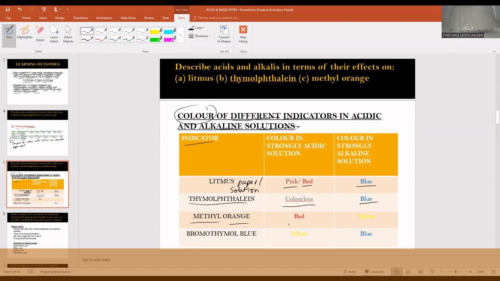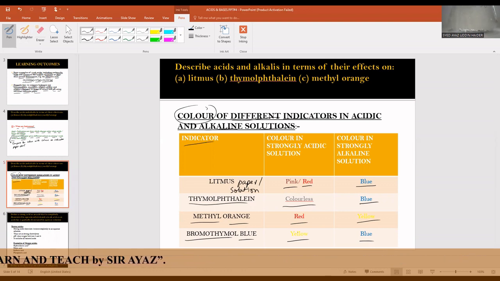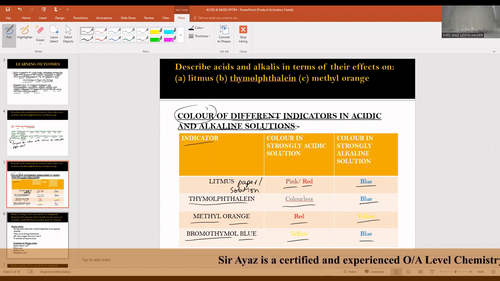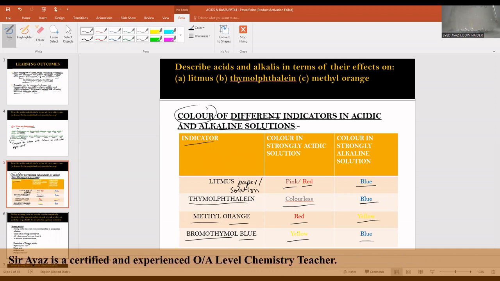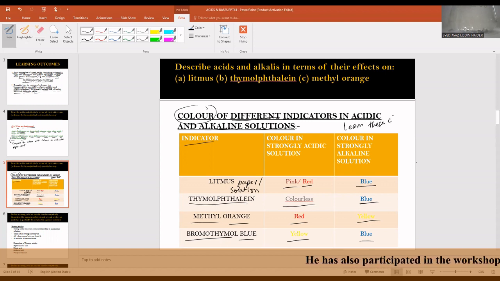Methyl orange gives red color in acidic solution and yellow in alkaline solution. Bromothymol blue gives yellow in acidic solution, blue in alkaline solution. You have to learn this table. It will help you in solving questions in paper 4 as well as in paper 1 and paper 2. Learn these changes in colors.